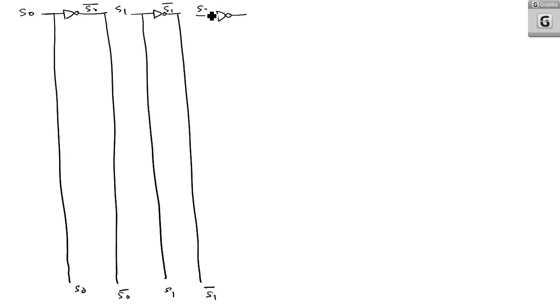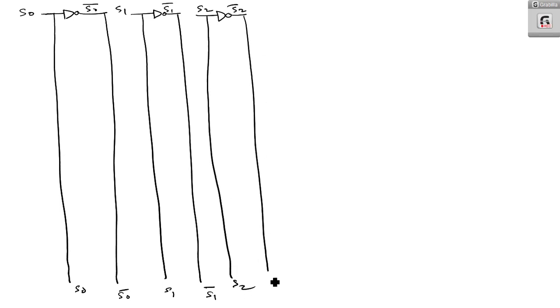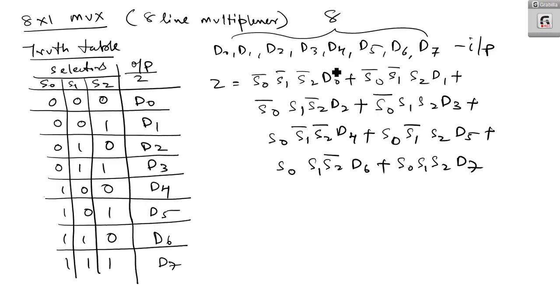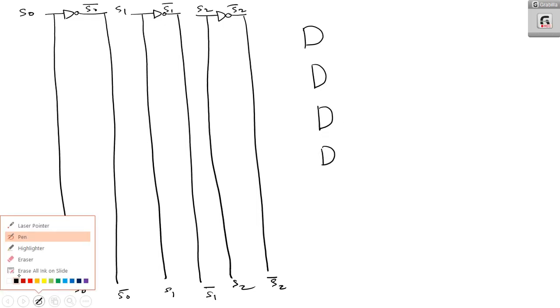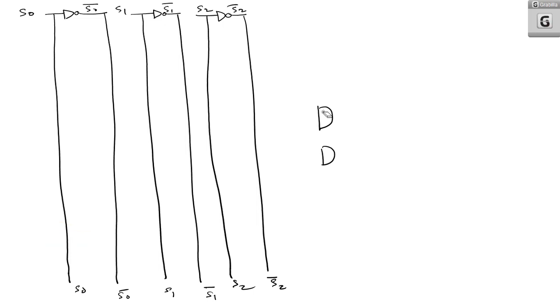Okay, that is S2 bar. So here you are having S2 and this is S2 bar. Now coming to the first element. So again, how many AND gates you have? You have 8 AND gates. 1, 2, 3, 4. I will do it once, one by one. It will be easy.